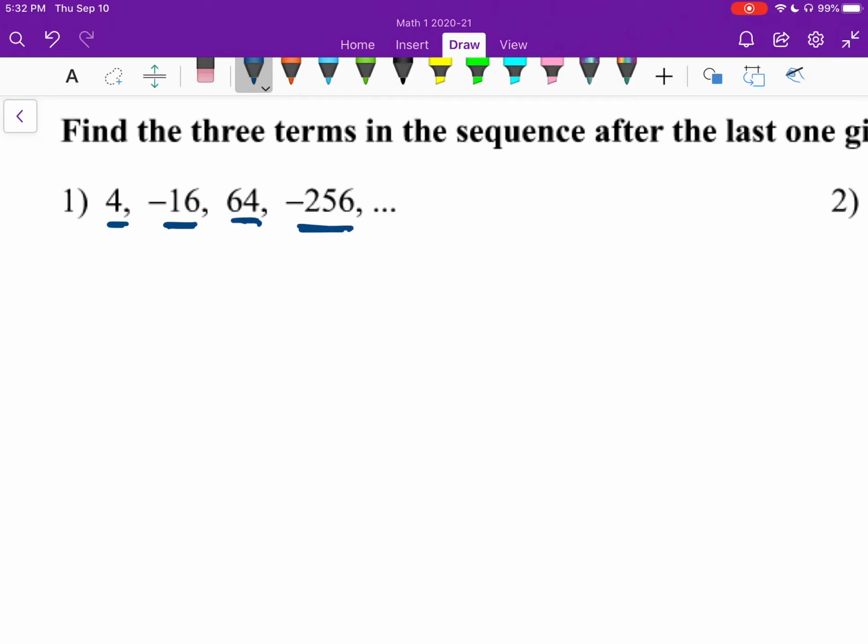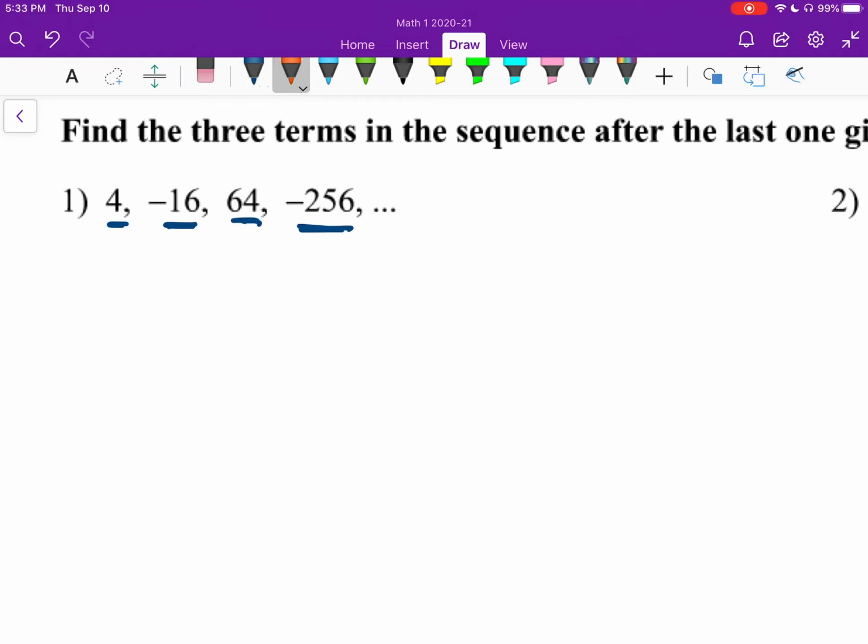In number 1's case, I see that it goes from positive to negative to positive to negative, right? Some could say that it oscillates between positive and negative. Oscillates means to go back and forth. If it oscillates, that's a good indicator that you're going to be multiplying or dividing, and a good indicator that you're going to be multiplying or dividing by a negative number. So let's see what we would have to multiply 4 by to get negative 16.